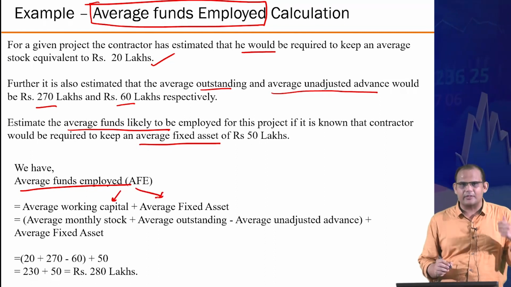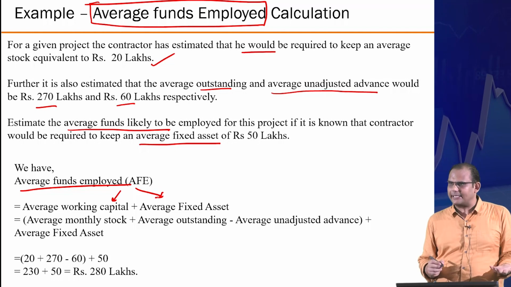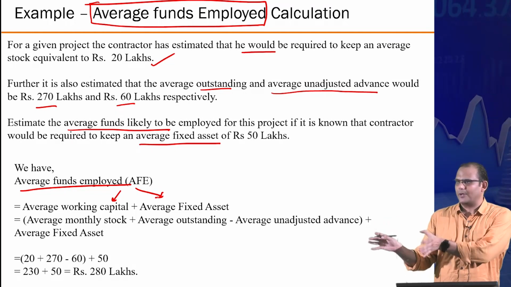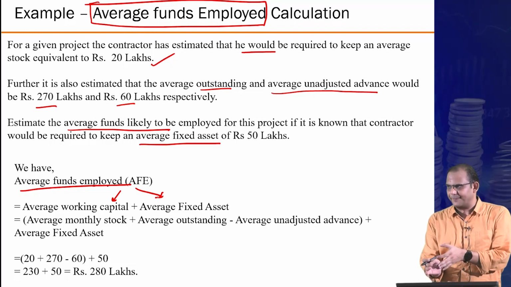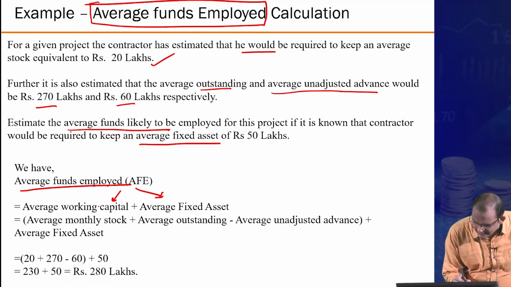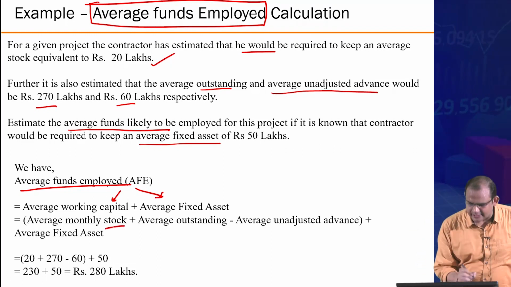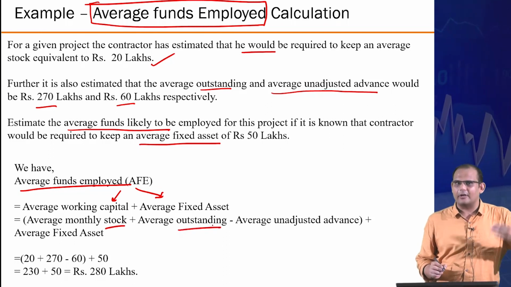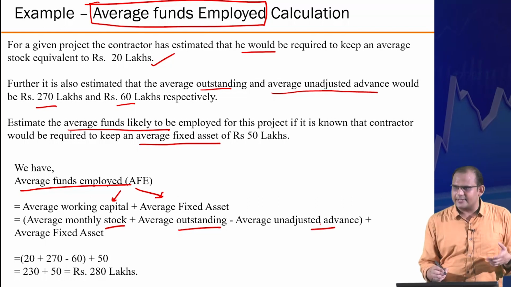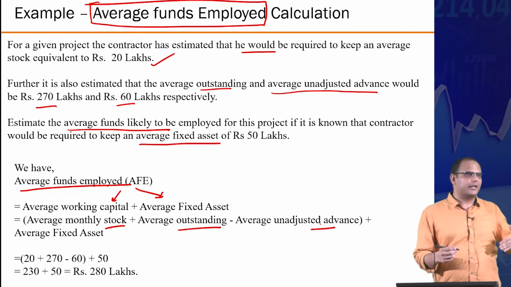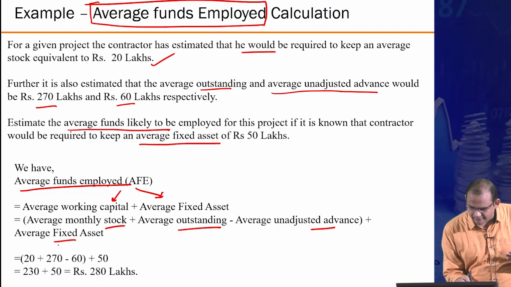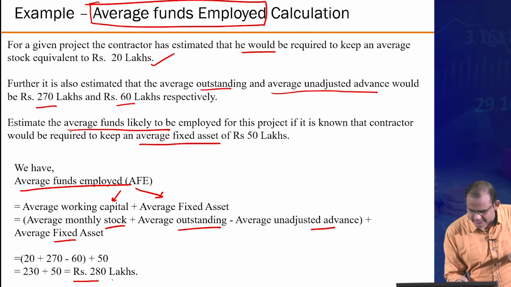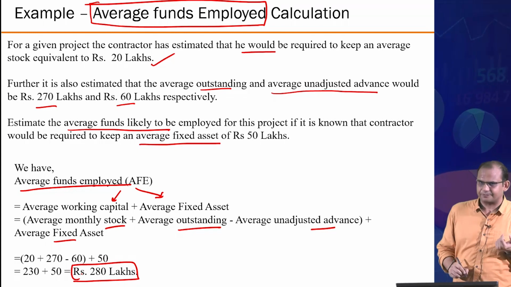So for the average funds employed, there are funds of two types. One is the capital, which is liquid. The other is the asset, because this asset for the moment is allocated to this particular project and that should be reflected properly. So average funds is the stock that you need to pay for, plus the outstanding that you have not received from the client, minus the advance money that you have already received from the client, plus the fixed asset value that we calculated earlier. So this is 280 lakhs.